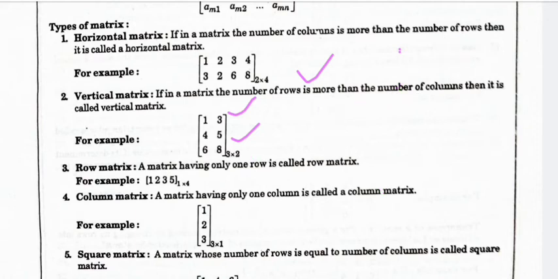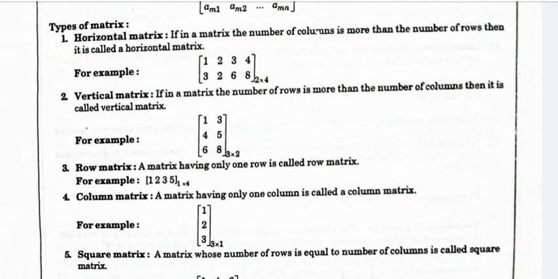Now next is the row matrix. A matrix having only one row is called a row matrix, with multiple columns. So the columns can be many, but the row is one, then it is called the row matrix. And similarly, a matrix having only one column is called a column matrix, with multiple rows. Now come to the next type of matrix, that is the square matrix.